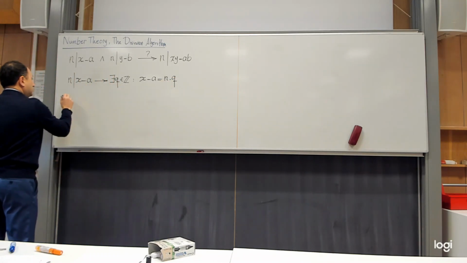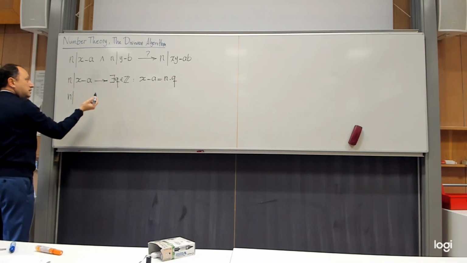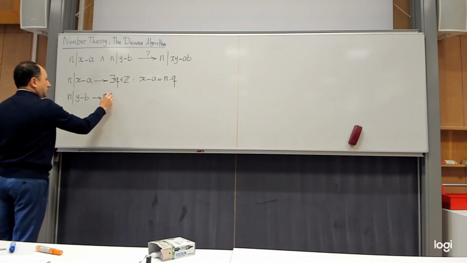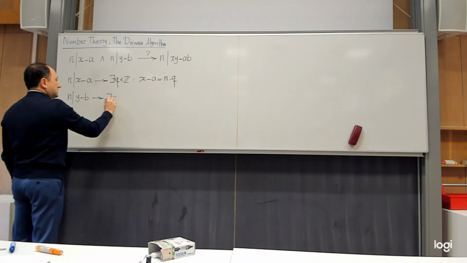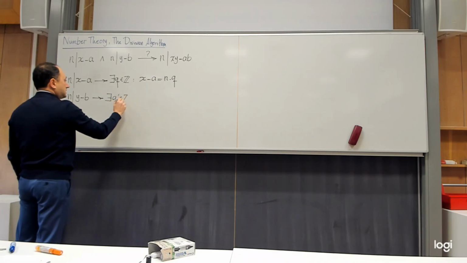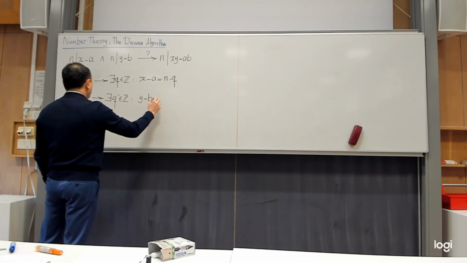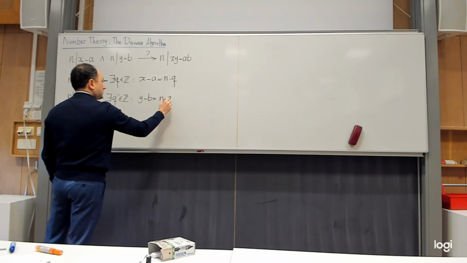It's very important to write the other one. You have to write it with q prime. Be careful. Y minus b. Then I can conclude that there exists a q prime in Z so that the right-hand side is equal to n times q prime. Okay.